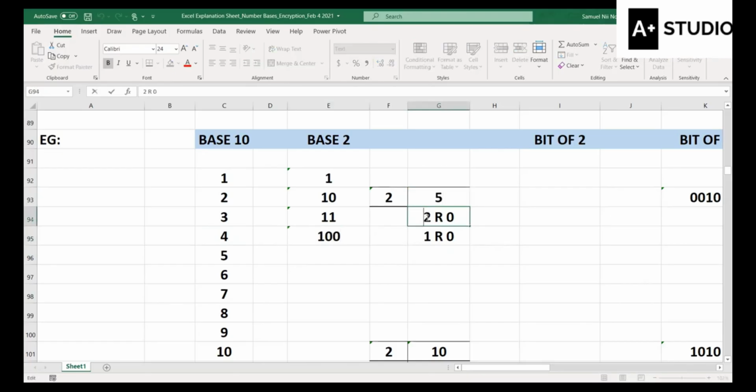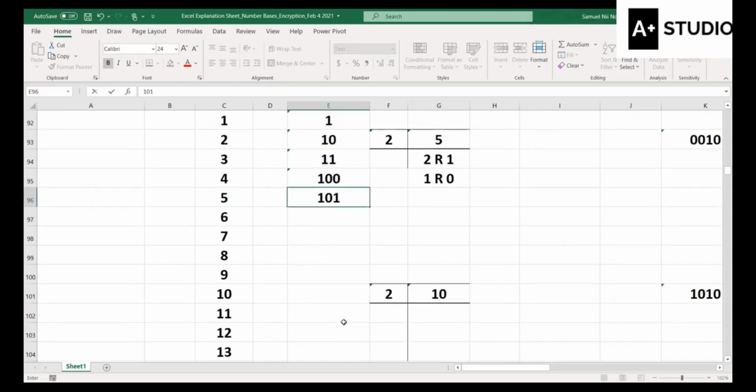If you want to try 5, 2 into 5 will be two whole number, remainder 1. 2 into 4, remainder 1. 2 will go into 2, one whole number, remainder 0. So what is 5? 101. I hope you see where we are going, and so on and on. You saw all of this in the slide.